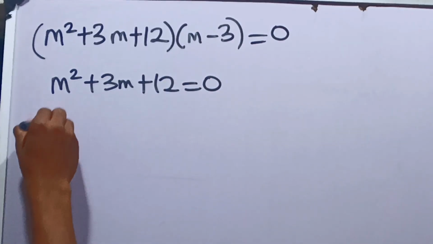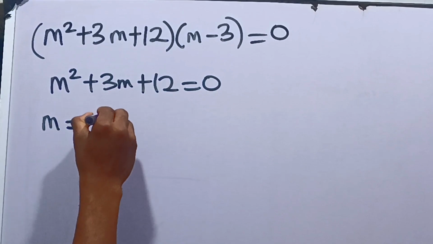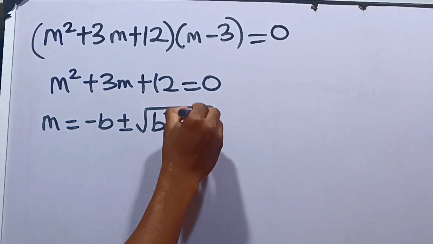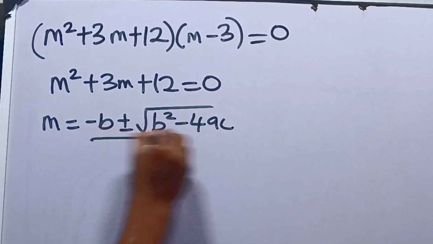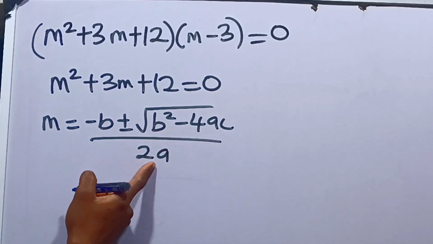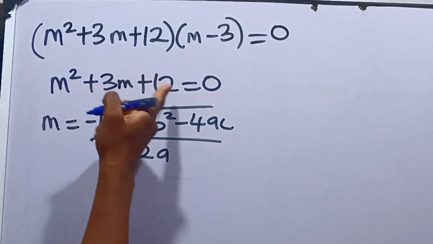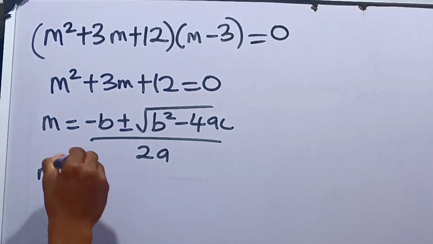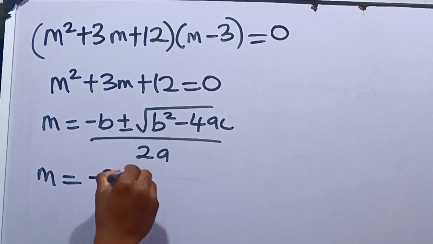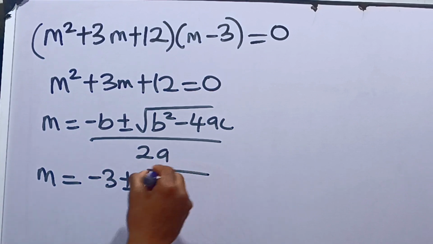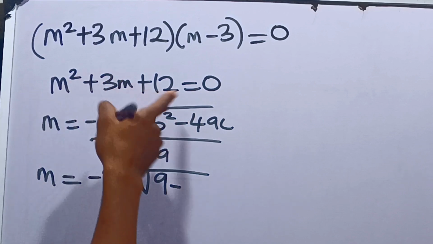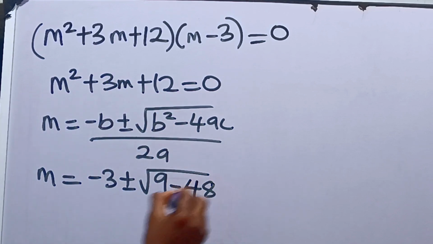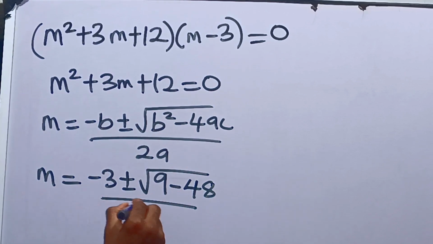So we have that m is equal to minus b plus or minus the square root of b squared minus 4ac, all over 2a, where a is the coefficient of m squared, b is the coefficient of m, and c is the constant term, which is 12. So we have that our m here will be equal to minus 3 plus or minus the square root of 3 squared, which is 9, minus 4 times 1 times 12, which is 48, all over 2 times 1, which is 2.